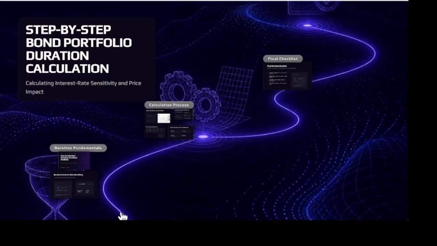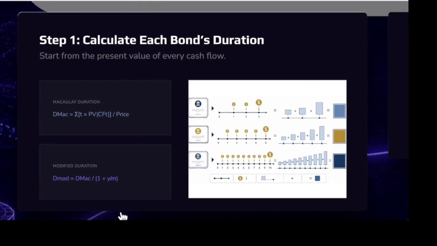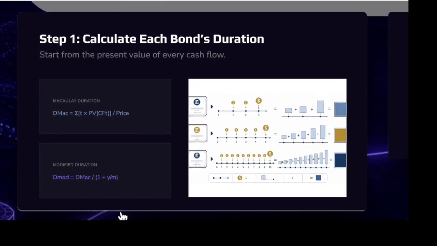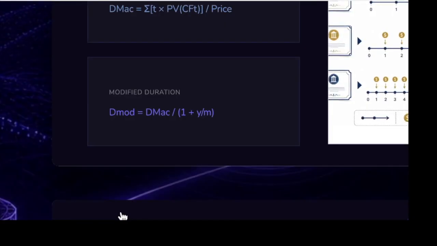Now we will walk through the calculation process. The first step is to calculate the modified duration for each individual bond based on its future cash flows. Modified duration adjusts the Macaulay duration to reflect the compounding frequency and current market yield.